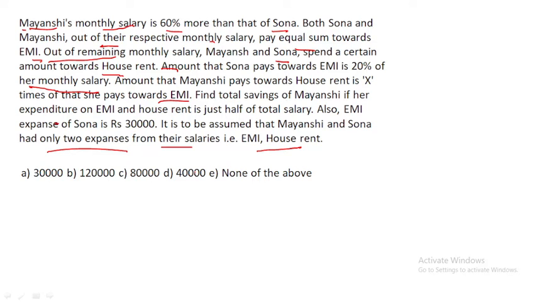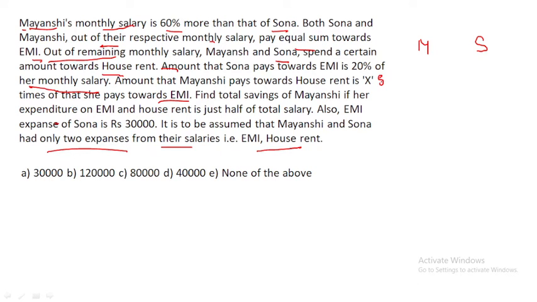So there are so many statements given, right? It seems like a puzzle. So it is a lengthier question, but whenever these kinds of questions come, you just have to analyze what they are asking, and on the basis of that, you have to respond. So find the total savings of Mayanshi if her expenditure on EMI and house rent is just half of the total salary. So first of all, we have to analyze the data on Mayanshi and Sona, right?